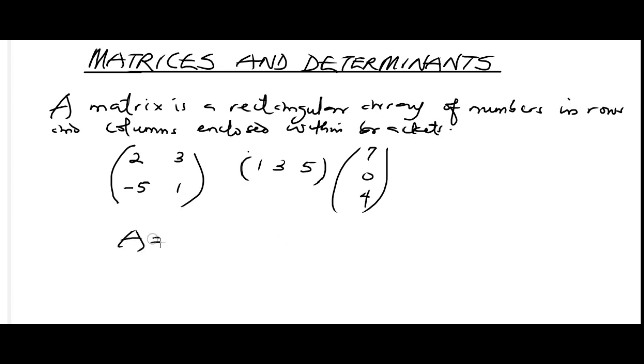For instance, if you have a matrix A, let's say A is A11, A12, A21, and A22. These members A11, A12, A21, A22 are known as elements of matrix A. Now, what does A11 mean? It means the position of this particular element is first row, first column.